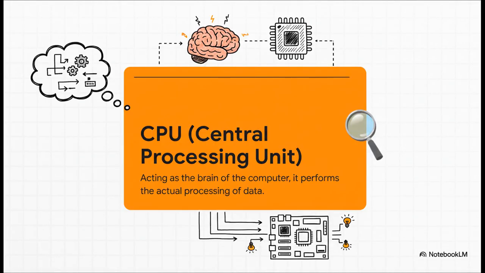First up, the CPU. This is the undisputed star of the show. We call it the brain for a very good reason. This is where all the actual thinking happens. It's constantly doing math, comparing things, and most importantly, it's executing the instructions that all your software gives it.